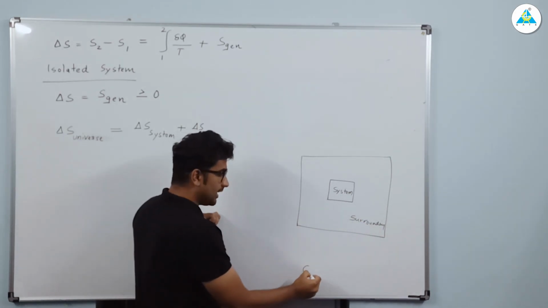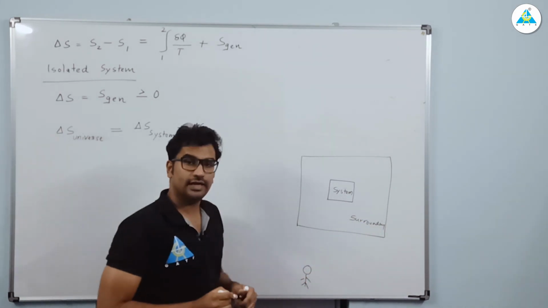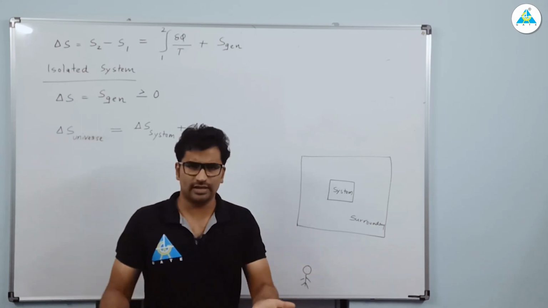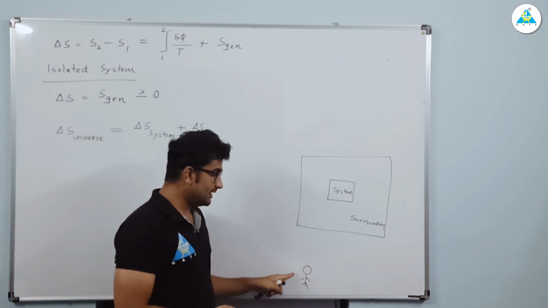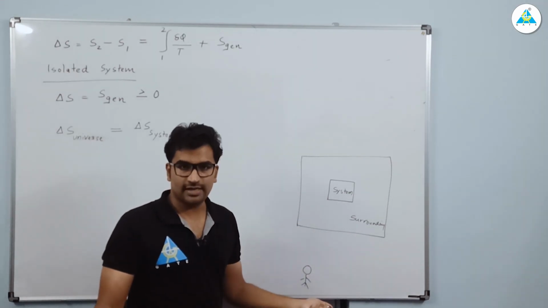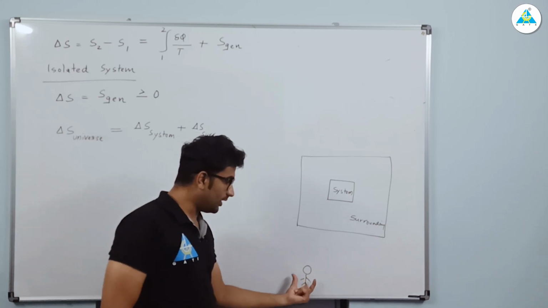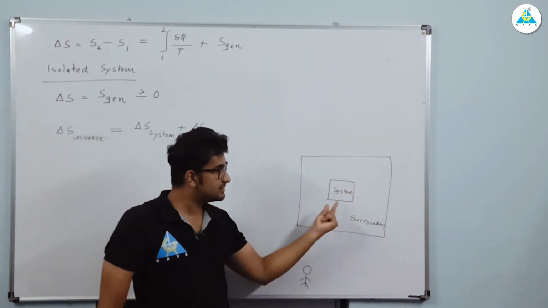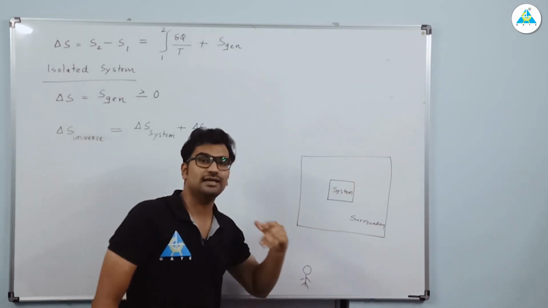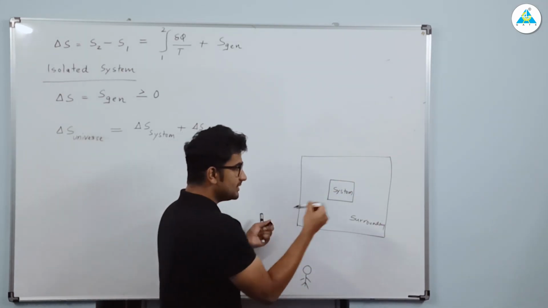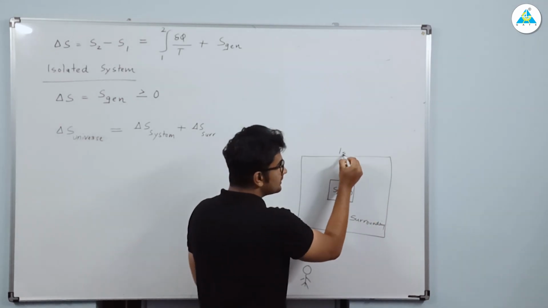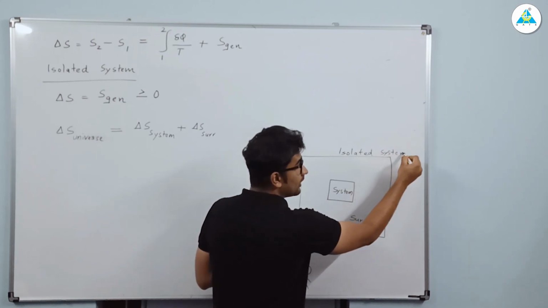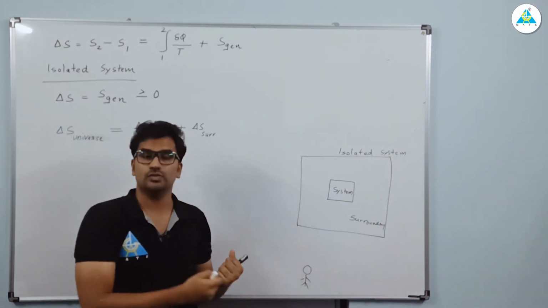A person sitting outside my class is not able to listen to me or see me. There is no mass transfer, no heat transfer, no energy transfer, so he is out of my surrounding. According to him, this system plus surrounding combined is an isolated system.